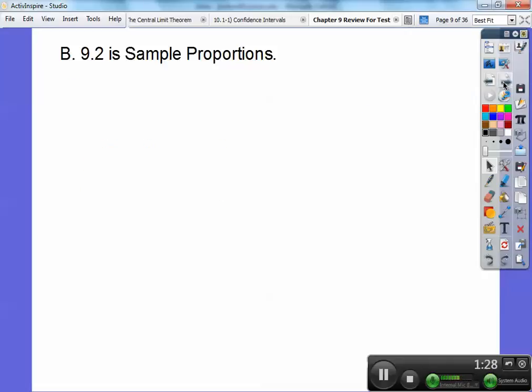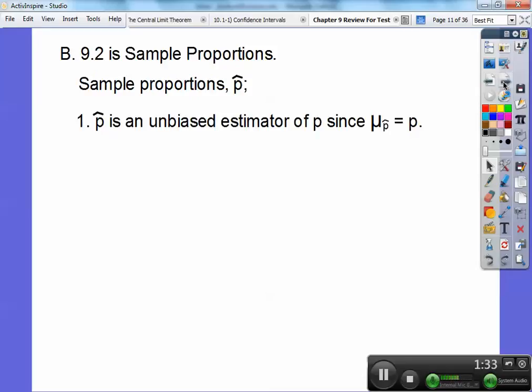So let's do some sampling proportions here. So sampling proportions for p hat. So p hat is an unbiased estimator. It's our sample proportion, p hat. So our sample proportion is an unbiased estimator of your population proportion. That's what this is, population proportion. Since the mean of my sample parameters equals my population parameter. This is my mean of my sample parameters, and this is my population parameter.